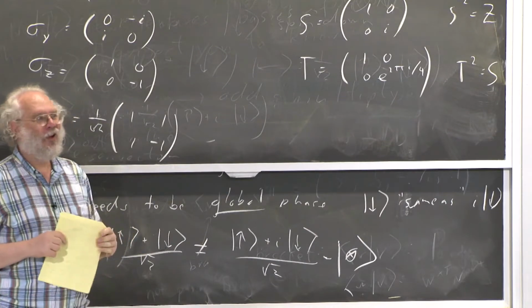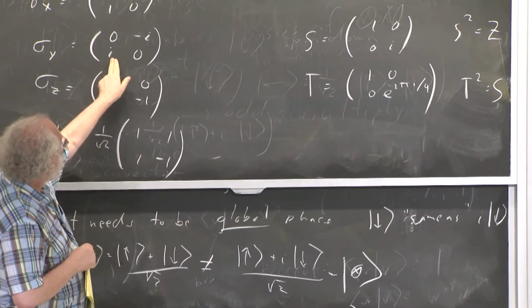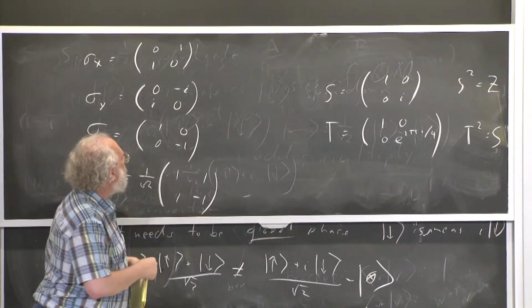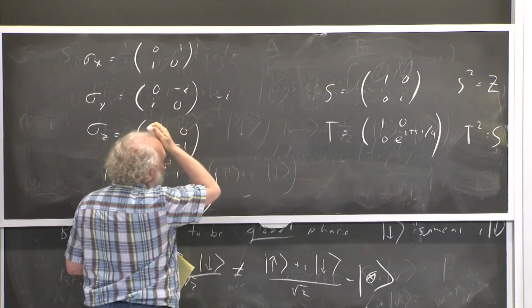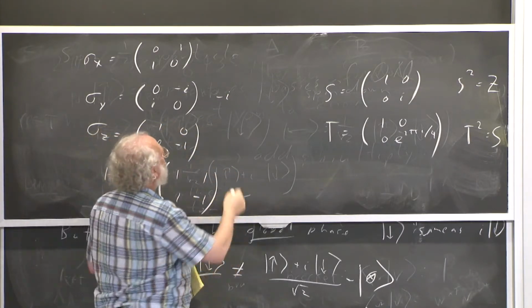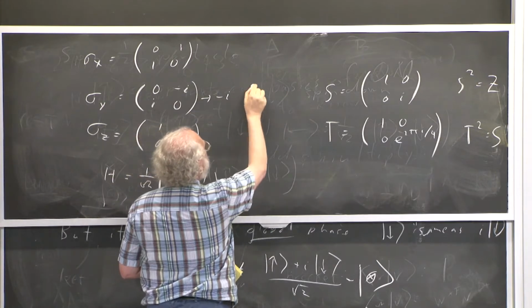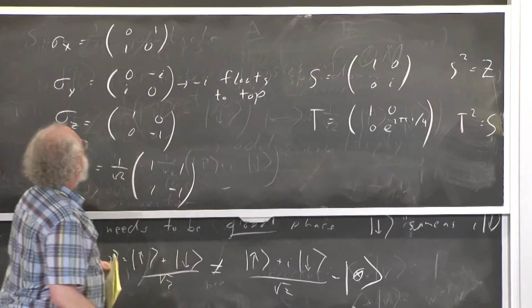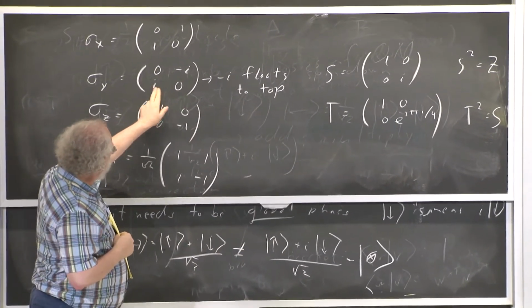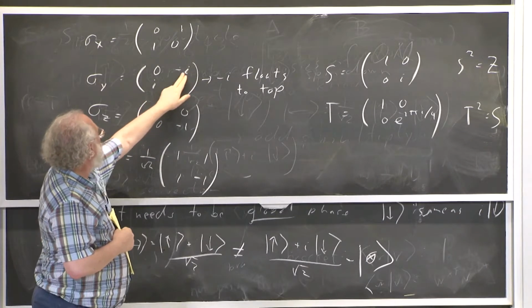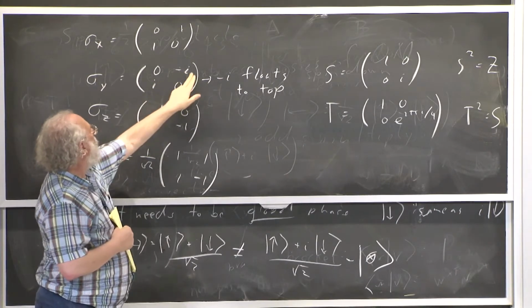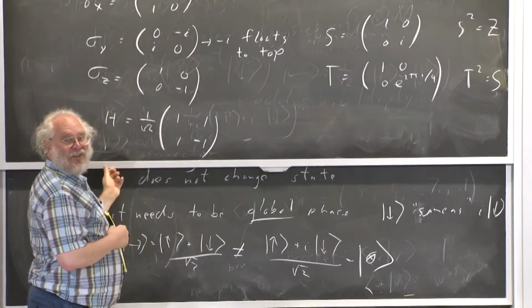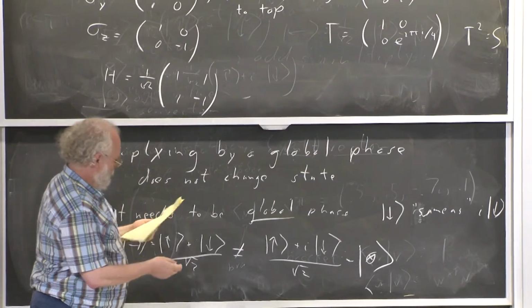And Seth Lloyd has a great mnemonic for remembering which of these is the minus i and which of these is the i. His mnemonic is your minus i is lighter than i, so it floats to the top. So if you can remember that, it tells you which of the two is the minus. And that's the only really hard thing to remember about this.